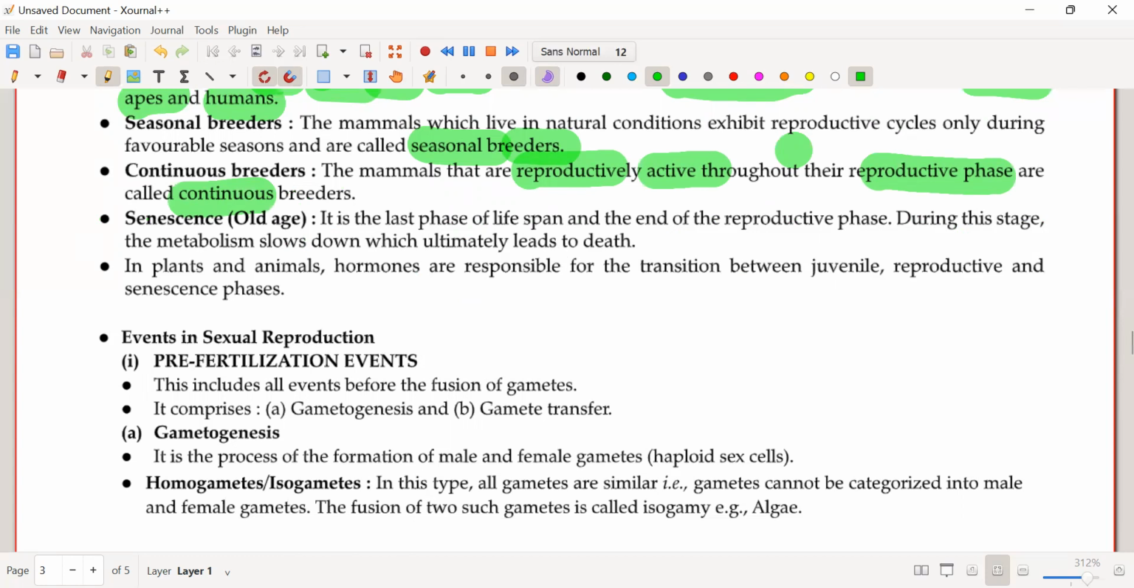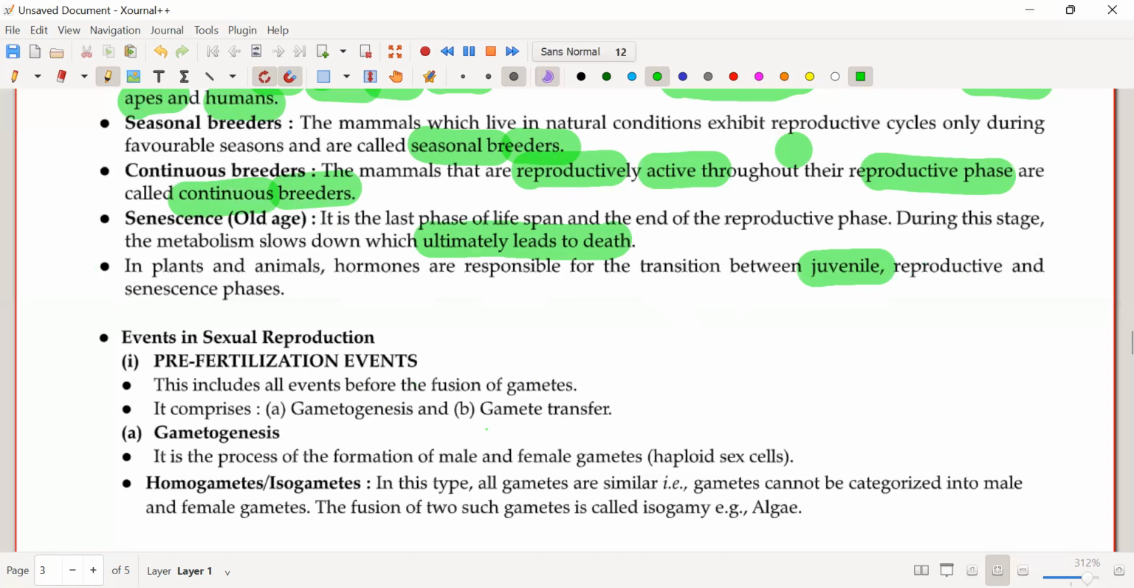Next, senescence, that is old age. It is the last phase of lifespan and the end of the reproductive phase. During this stage, the metabolism slows down, which ultimately leads to death. In plants and animals, hormones are responsible for the transition between juvenile, reproductive, and senescence phase.